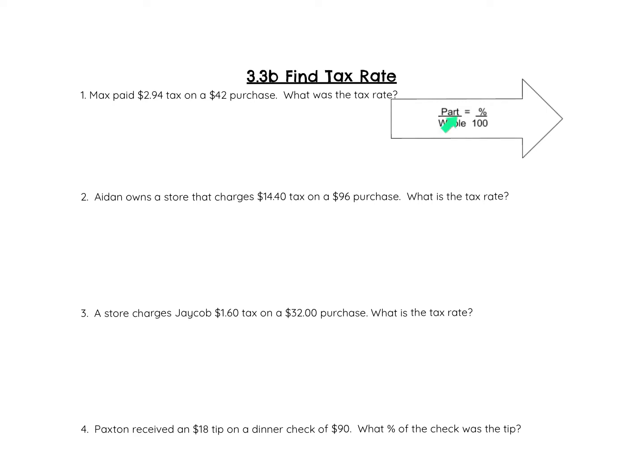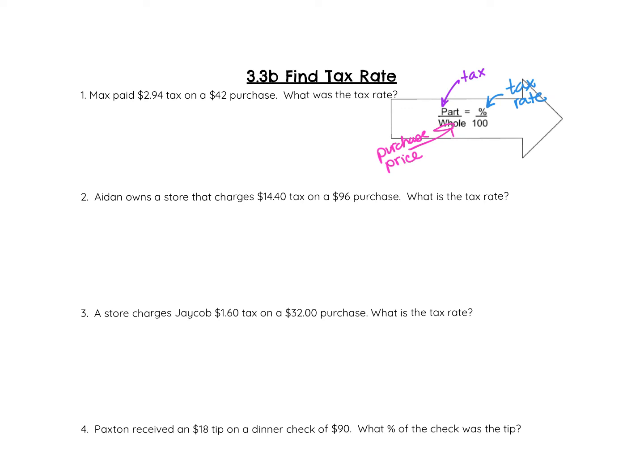The percent proportion, as a reminder, is part over whole equals percent over 100. In this case, the tax is going to be the part, the whole is going to be the purchase price, and the percent is going to be your tax rate or percentage. So we can use this proportion to help solve these types of problems.